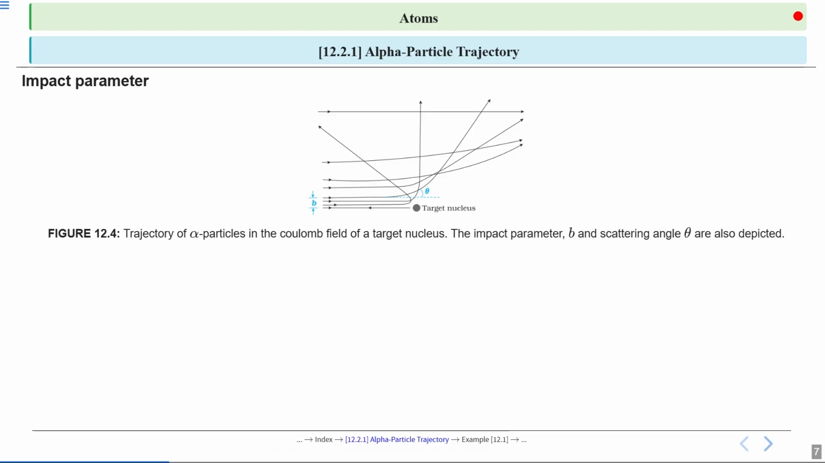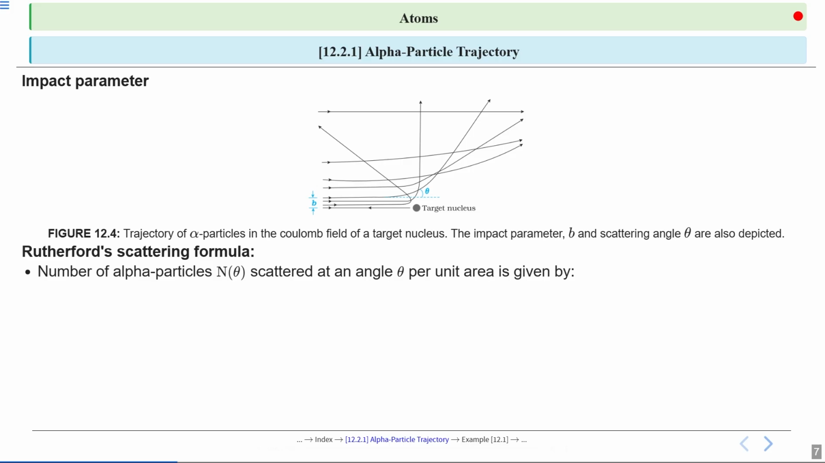Now here you can see the diagram again, which is showing the path of an alpha particle as it approaches a nucleus. Okay, so let's introduce Rutherford's scattering formula. This formula predicts how many alpha particles will be scattered at different angles when they hit a thin metal foil.